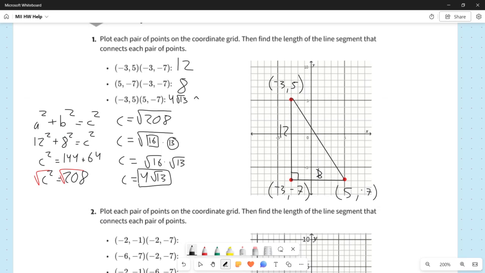So this is approximately 14.42. If you didn't write the approximation, that's fine, but it is just good to check that it's also the longest side, because the hypotenuse of a right triangle is always the longest side. And in this case, you have 12, you have 8, and you have 14.42. So it is, in fact, the longest side. And I think that's all we have to do for question 1.